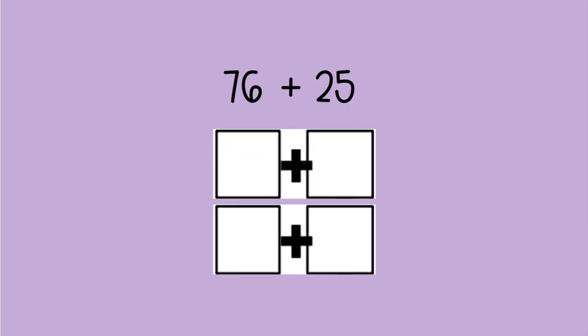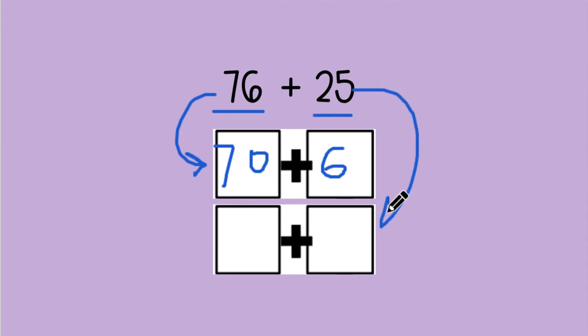Let's do maybe two more examples. Let's look at 76. We're going to start with the 76, and we know that this is not 7 plus 6. This is 76. So we've got 70 plus 6. And let's look at my next addend, which is 25. And we know that the 25 is not 2 plus 5, it's 20 plus 5.